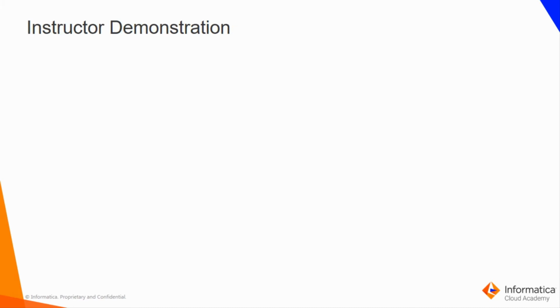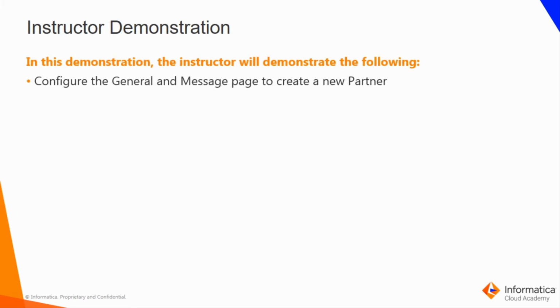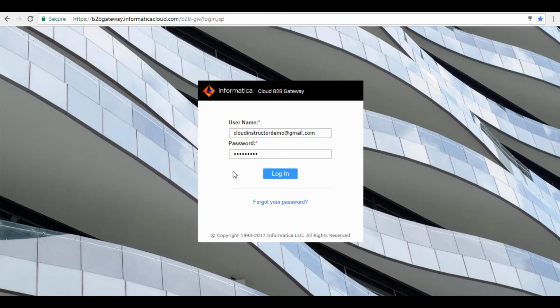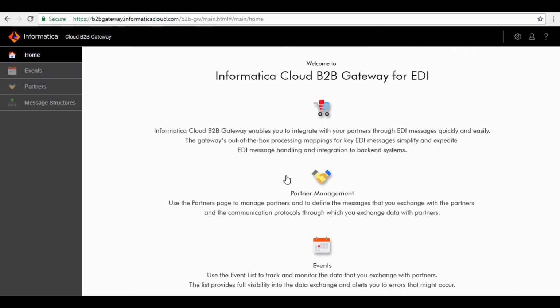In this demonstration, the instructor will configure the general and message page to create a new partner. In this demo, we will create a partner in Informatica Cloud B2B Gateway. Log in to the Informatica Cloud B2B Gateway console. The Home tab of Informatica Cloud B2B Gateway showing the Welcome page appears.